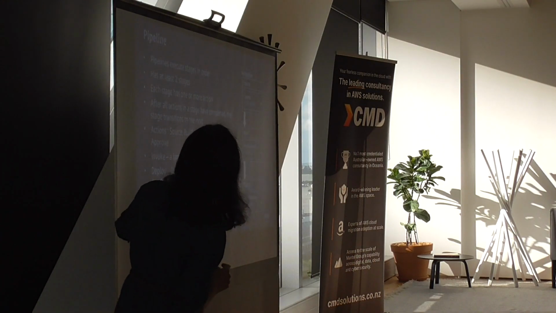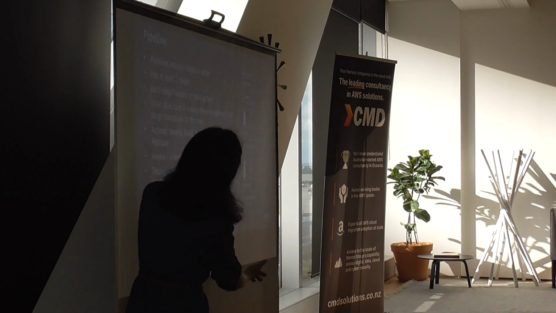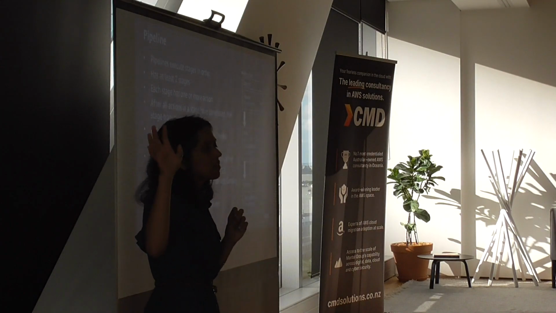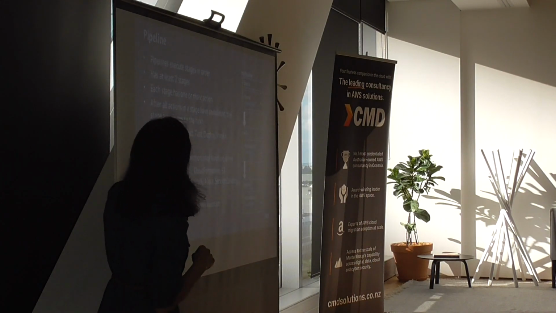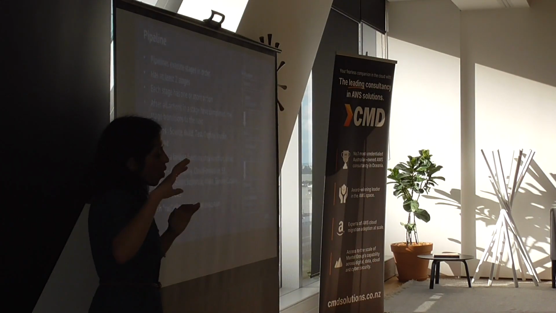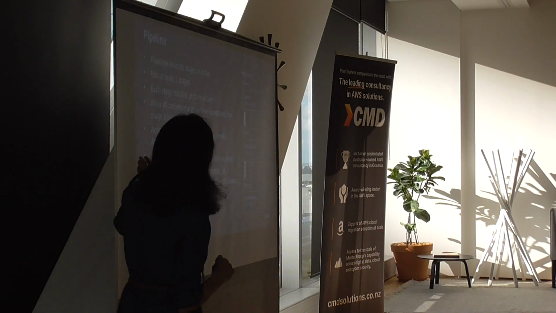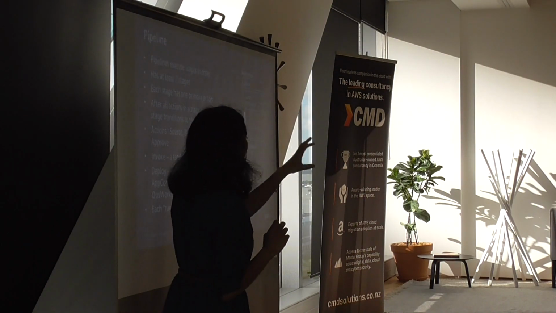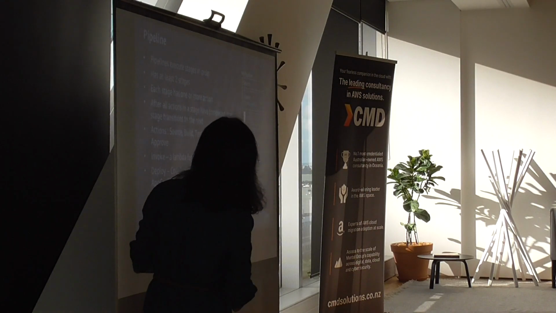The next one is invoke. As your pipeline goes through, you may want to invoke something external. So you could invoke a Lambda function or a Step Function or something external. So you would be able to use the invoke action to invoke external operations.